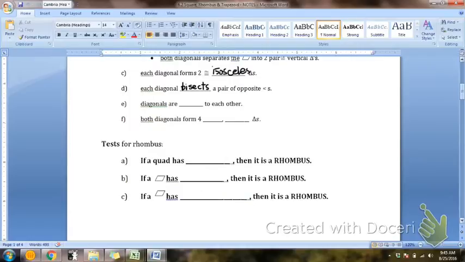What did we say about the diagonals? They are what to each other? Perpendicular to each other, so we're just going to draw our perpendicular symbol. And remember, if they're perpendicular, they make right angles. That's really important to remember. That's one of the forgotten things about rhombi. They make right angles. And both of the diagonals form 4 congruent right triangles.